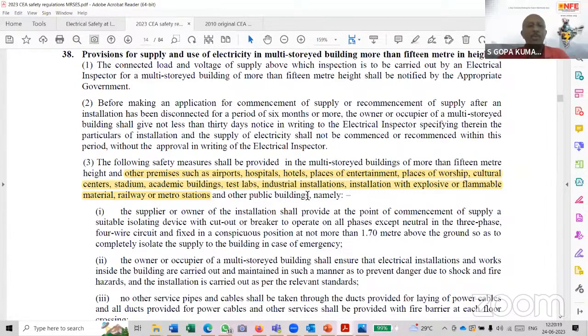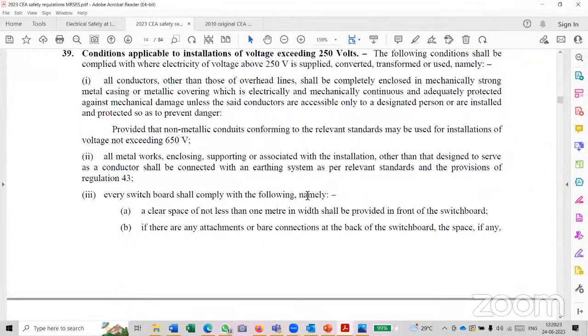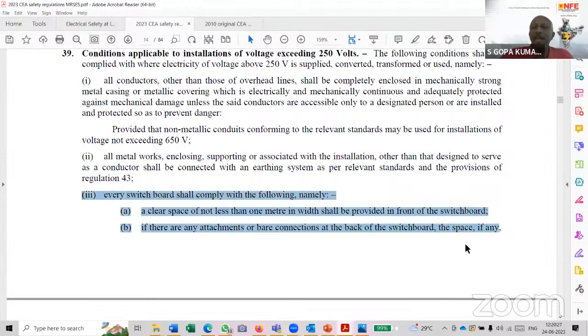The question is to James Kutty, sir. The question is about regulation number 39, especially sub-regulation number 3. You see this one. Basically following this regulation, the distance, what is your say on this?